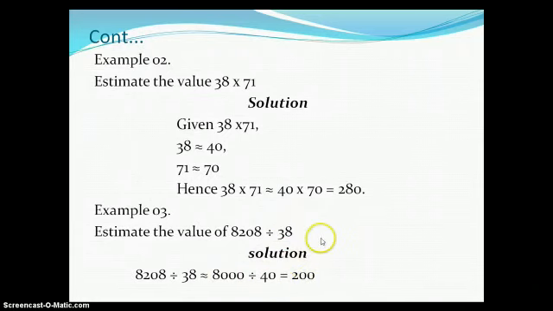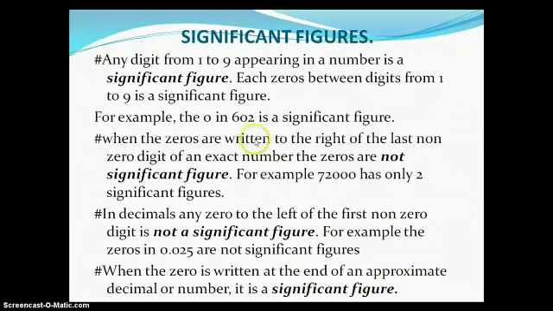That's the concept. Okay, now we are proceeding with the term significant figures. We say that any digit from 1 to 9 appearing in a number is a significant figure. That means those numbers from 1 to 9 appearing in whatever numbers, we call them significant figures.